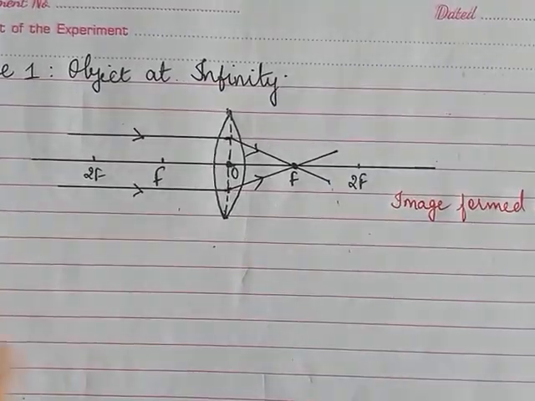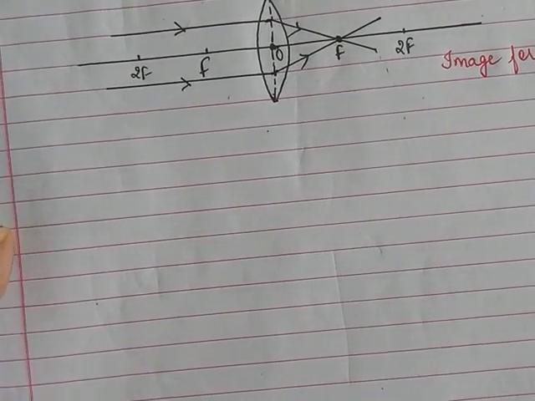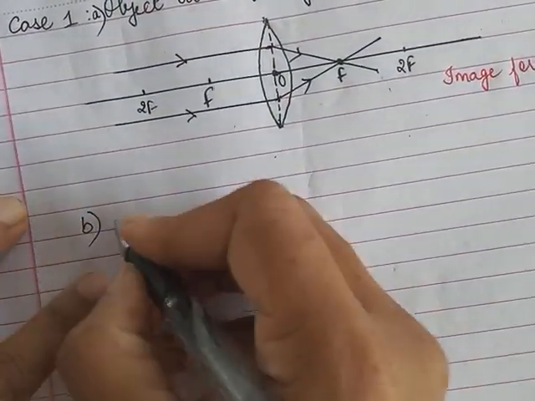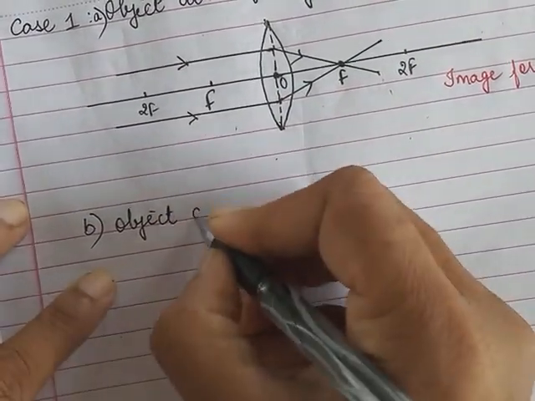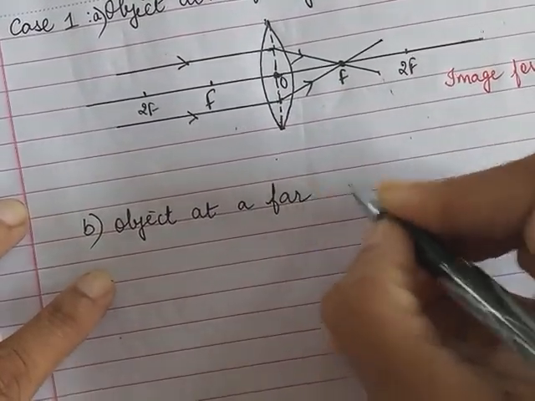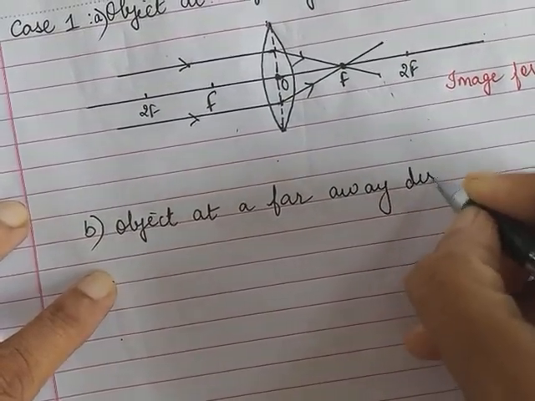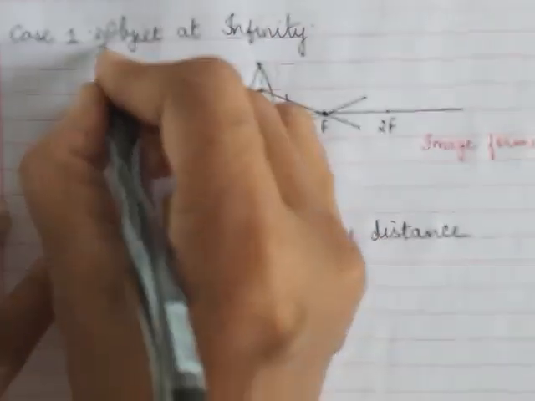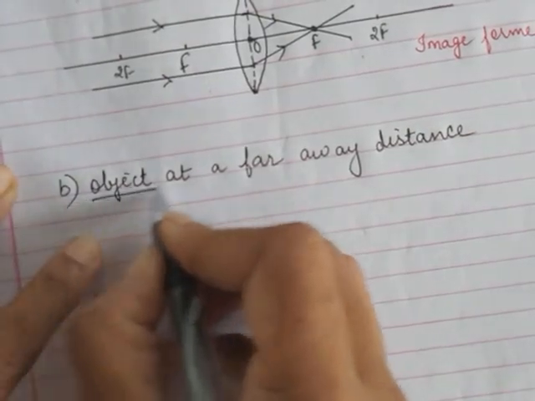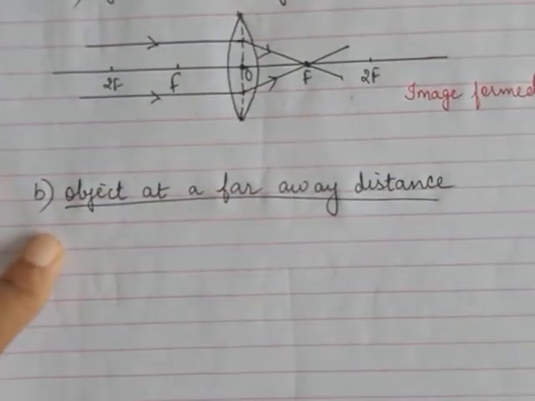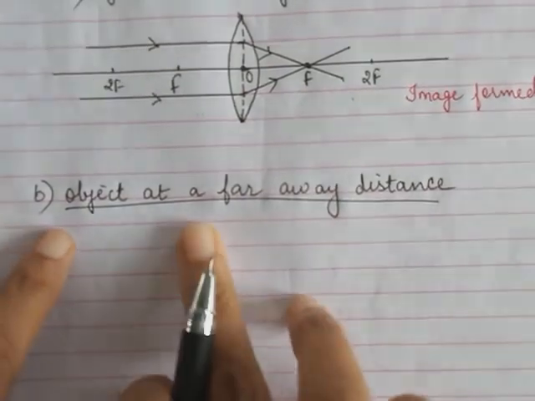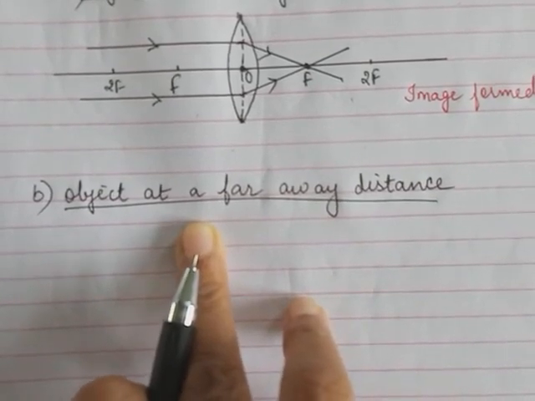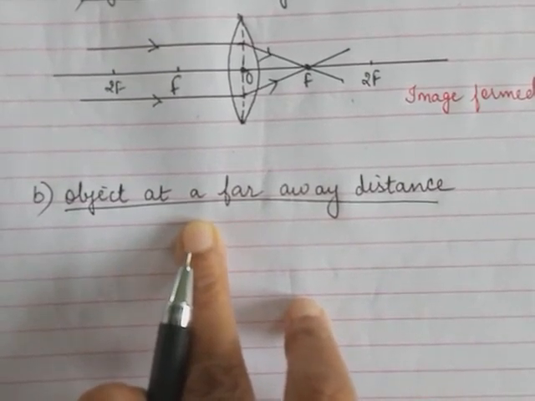Now in case 1, there is another position of object, that is object at a far away distance. Now what is the difference between infinity and this? Infinity means very, very far, like sunlight or something which is really far away from us. Okay, object at a far away distance means it's not as far as infinity like a sunlight or something, but you're seeing maybe there is a bus standing at a distance and you're trying to form the image of that. Okay, that is called far away distance.